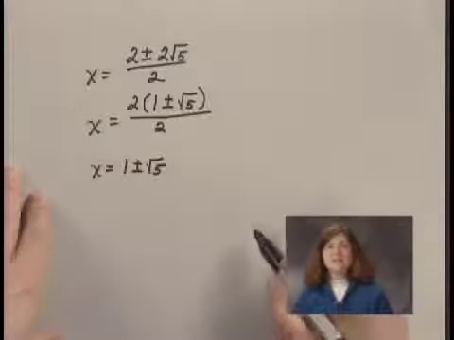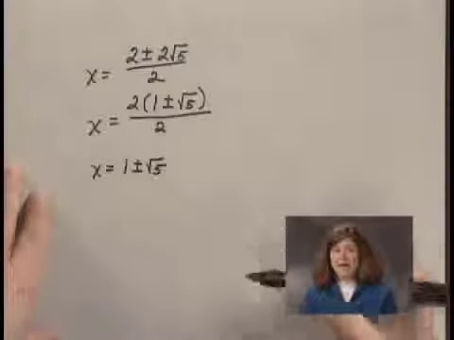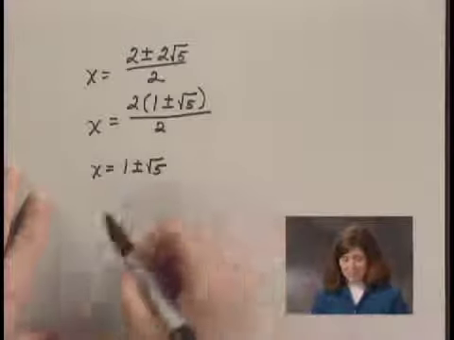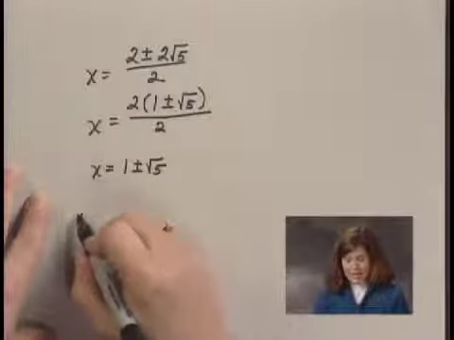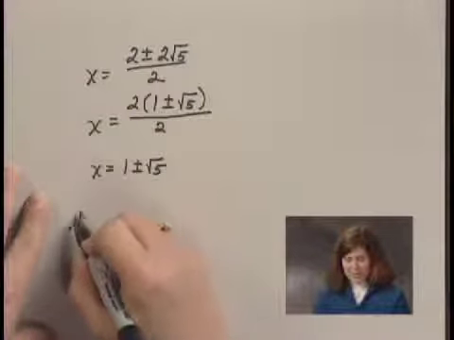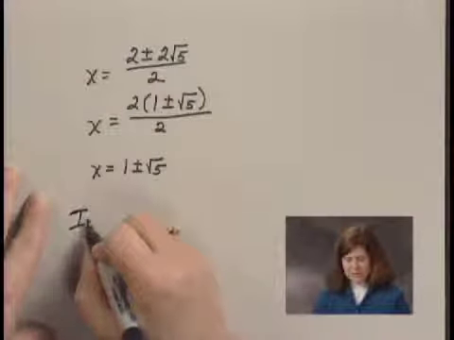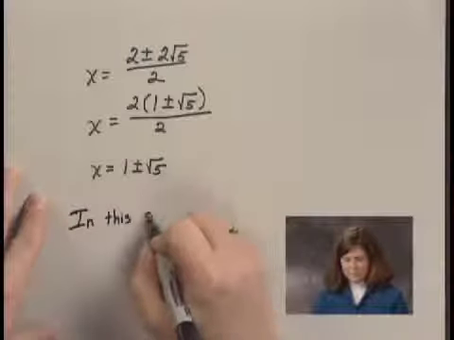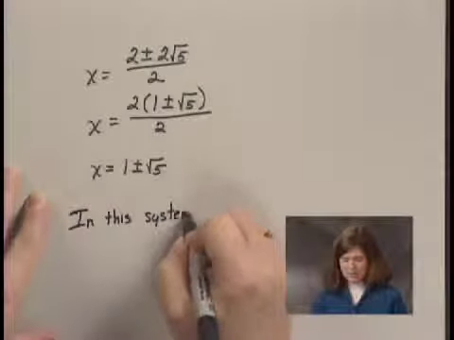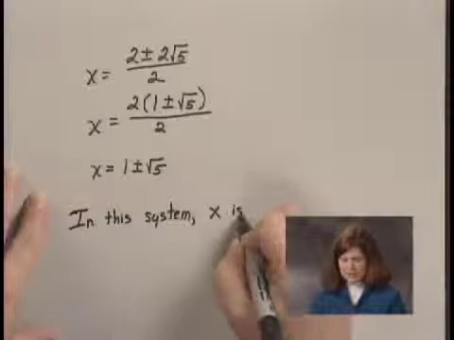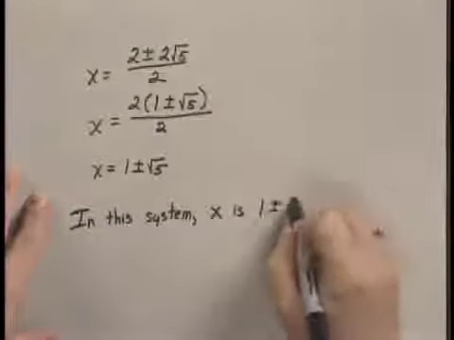We were asked to solve the system just for x, so we don't have to substitute back in and find y. So we could say, in this system, x is 1 plus or minus the square root of 5.